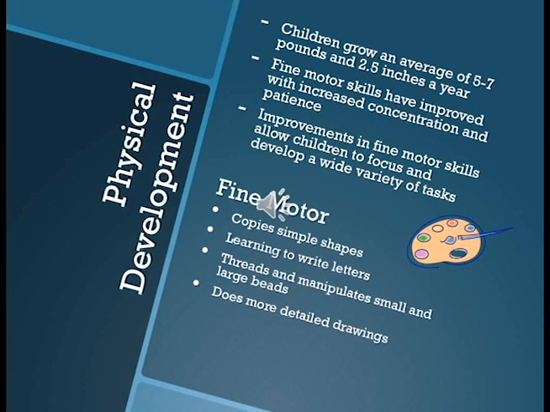With physical development, there are two main categories: gross motor and fine motor skills. At the school age, children have improved fine motor skills with increased concentration and patience. These improvements allow children to focus and develop a wider variety of tasks. Some examples of fine motor skills that are improving at this stage are that they are able to copy simple shapes. They are also learning how to write out different letters, have more concentration when reading and manipulating small and large beads, and are able to complete more detailed drawings.